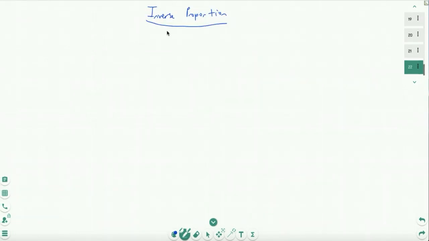Gang, the next kind of proportion you have to know about is called inverse proportion. Inverse can also be called indirect, all right?